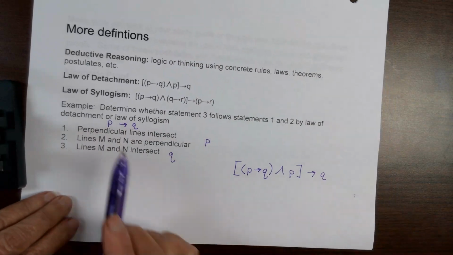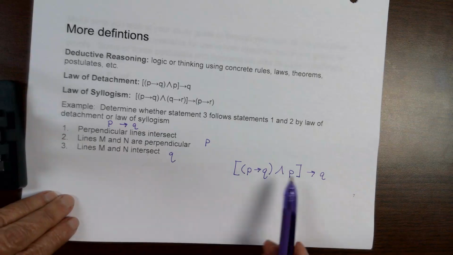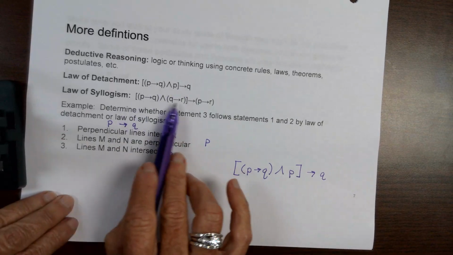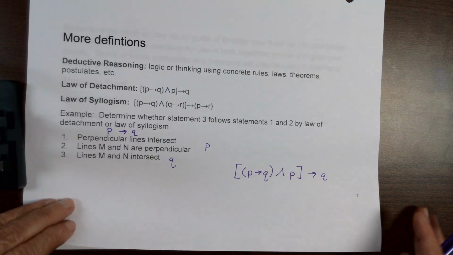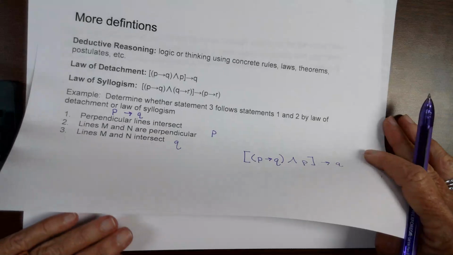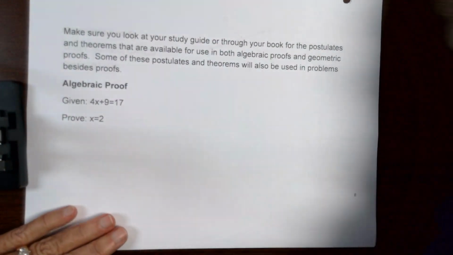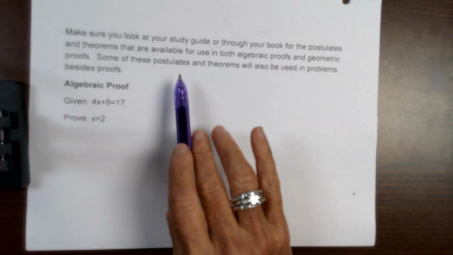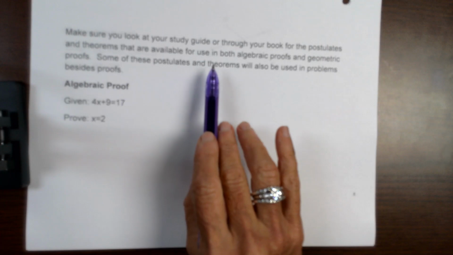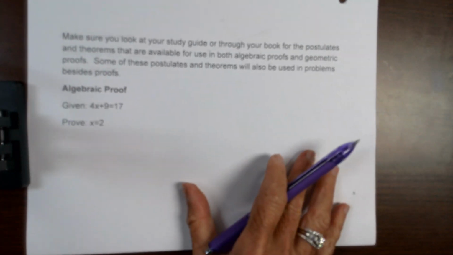So if you can assign letters to your statements, it does help you see whether that pattern is followed. The pattern has to be followed for it to be valid reasoning based on one of those two. All right, make sure you look at your study guide or through your book for postulates and theorems that are available. I put them on your study guide. I'm not going to repeat them here.